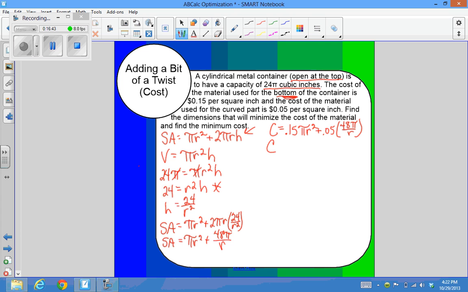This makes my cost equation 0.15 pi r squared plus 2.4 pi over r. From there we'll take our derivative, because I'm wanting to minimize the cost. So 2 times 0.15, I get 0.3 pi r. Again, on this one right here, the r is r to the negative 1, so minus 2.4 pi over r squared. And I'm going to set it equal to 0.